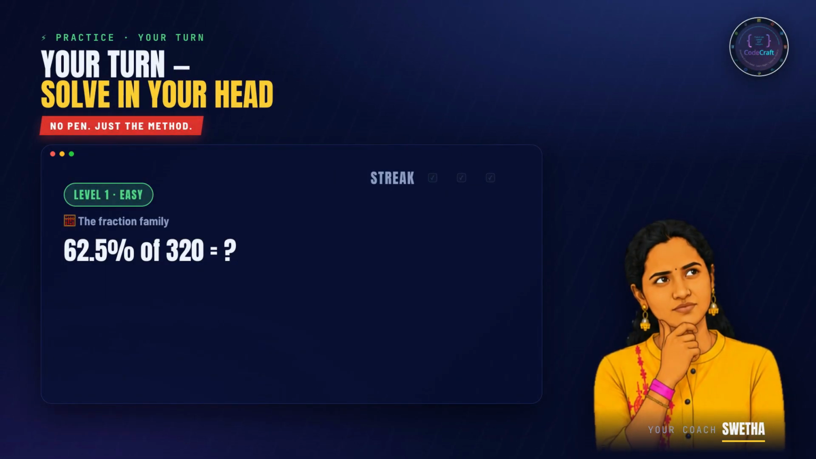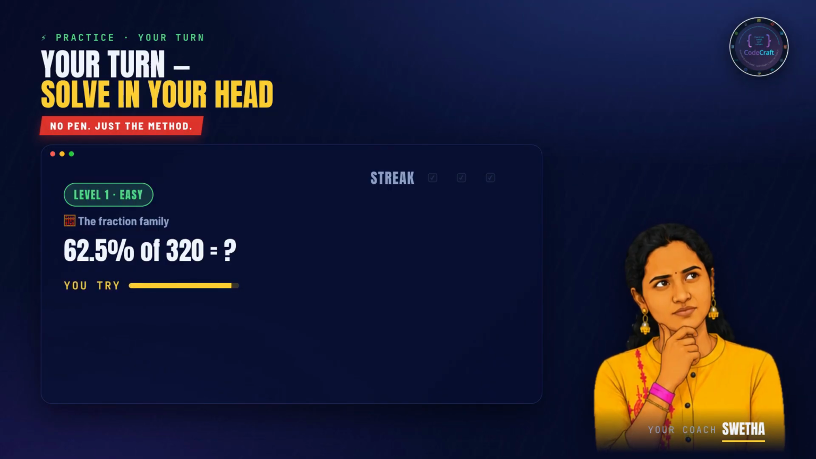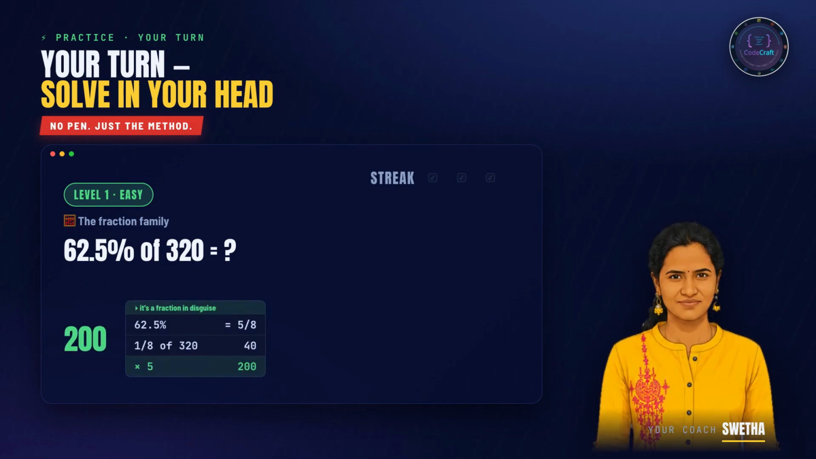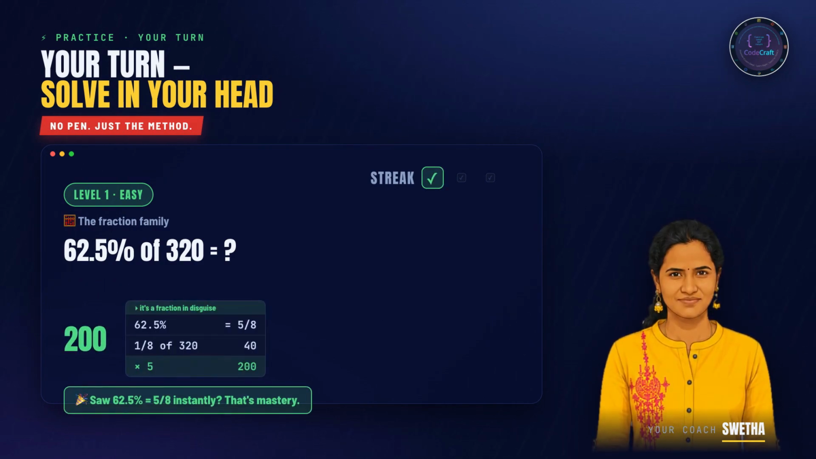Level 1, easy. What is 62.5% of 320? Remember the family. 62.5% is just 5/8. Pause and try it. Okay, 1/8 of 320 is 40, times 5 is 200. 200, no pen needed.